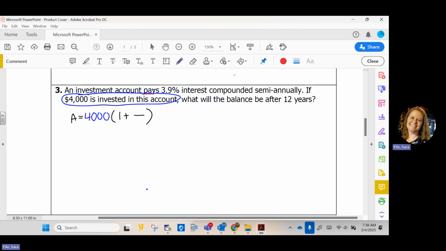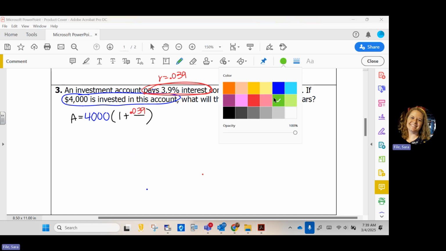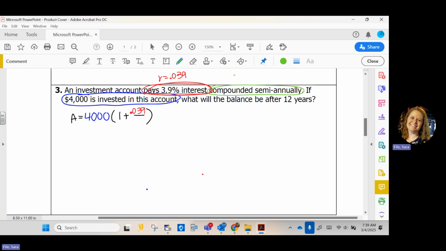Okay, this one pays 3.9% interest. So my R is 0.039. And it says it is compounded semi-annually. What does semi mean? Twice. Think about a semicircle, okay? It's a half, it's every half a year. So that's 2 times a year, okay? A semi truck is a half-ton truck. Semi means half. So if it's every half year, that's twice a year, okay? Every 6 months.